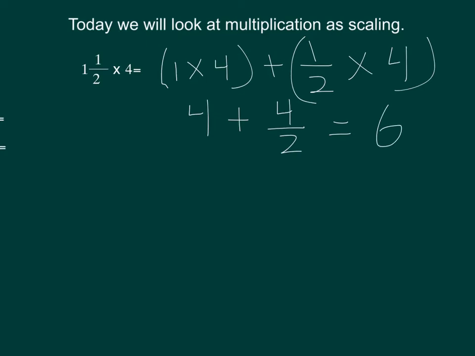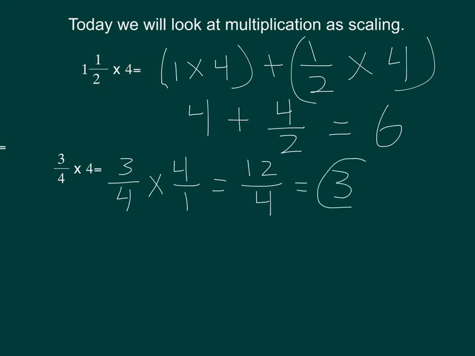Now let's look at another one. We have 3/4 times 4. So when we multiply 3/4 times 4, we could rewrite it like this. So that's going to be 12/4. And 12 divided by 4 equals 3. So our answer is 3. Okay, so when we multiply a whole number by a fraction, it's going to be smaller, isn't it? In this case, it's 3.